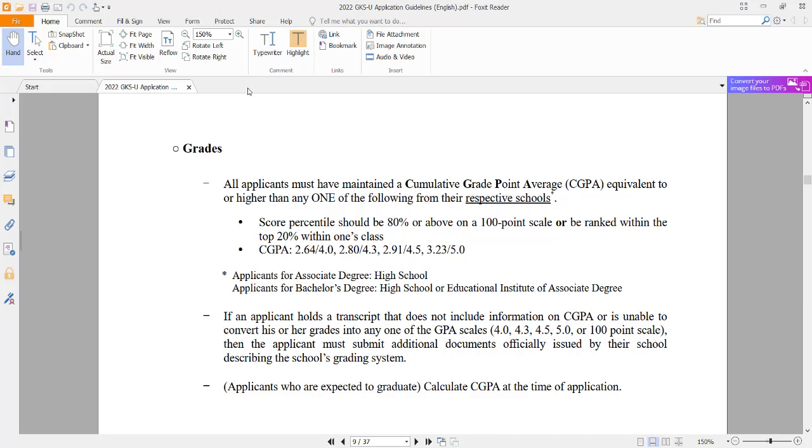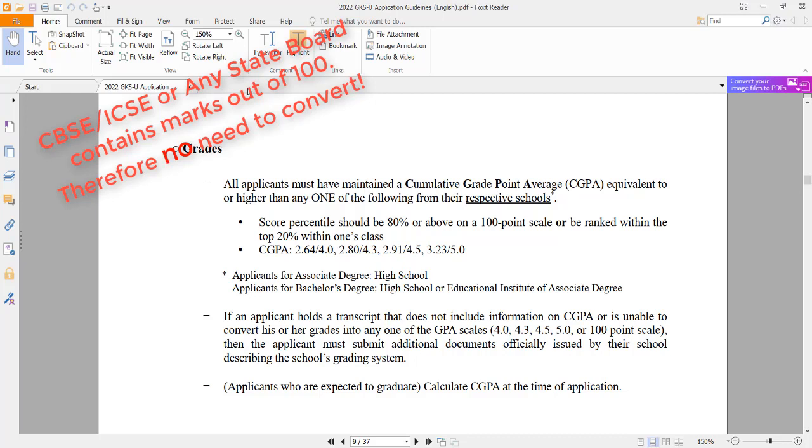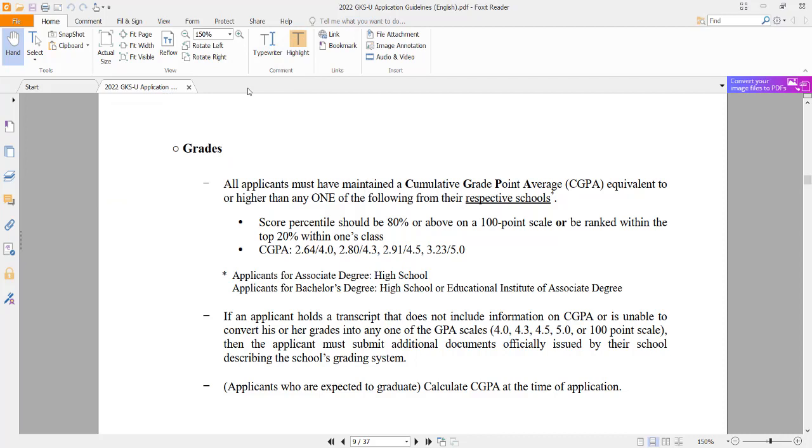Now, if you talk about this criteria of 80 percentage, then in class 12, that is your final mark sheet, it should be equal to 80 or more than 80 on a 100-point scale. Because generally, if I talk about India, we get percentage here, and it's very easy to calculate whether you are qualifying this criteria or not. So if you are qualifying this criteria, you are good to apply.